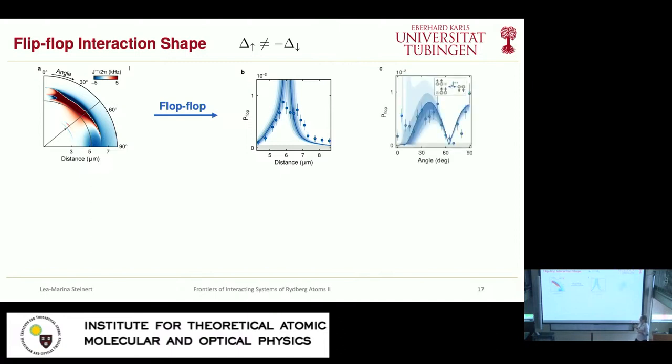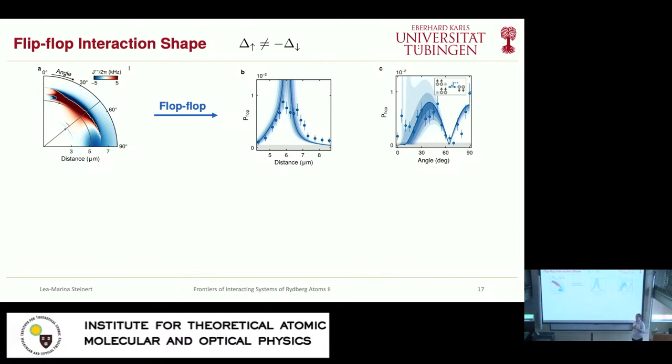And the same also for the angular scan. So we scan along this axis here and also see that the data nicely follows the expected interaction, with an interesting feature, which is this vanishing of the interaction.